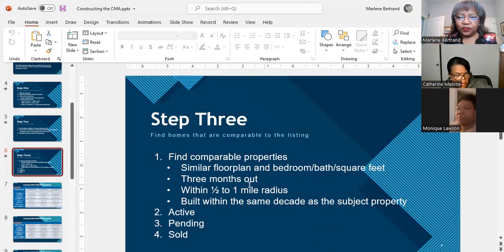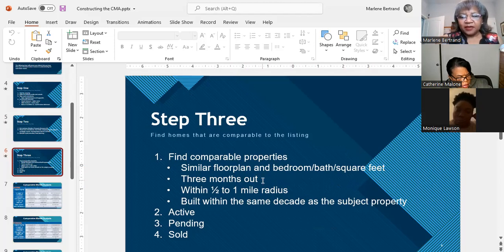Okay. So of course, it stands to reason you want to find similar floor plans and homes. Let's say it's a 3-bedroom, 2-bath, 2,400 square foot home, you want to find other homes with that configuration. You want to look for homes that are not more than 3 months out. So if we're in, say, June, then you want to go May, April, March. So you want to look from March to June.